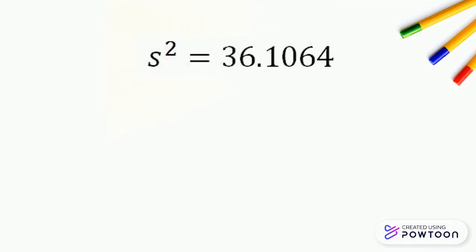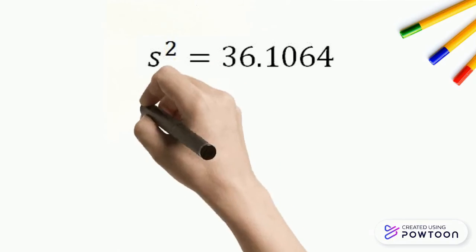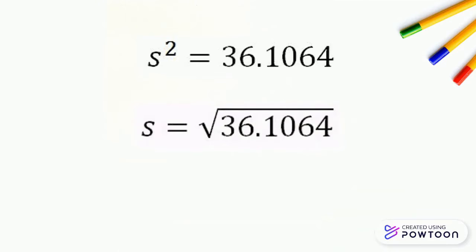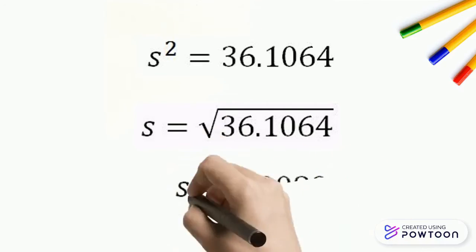To find the standard deviation, we need to take the square root of both sides, so s equals the square root of 36.1064, and the final answer will be 6.0089.